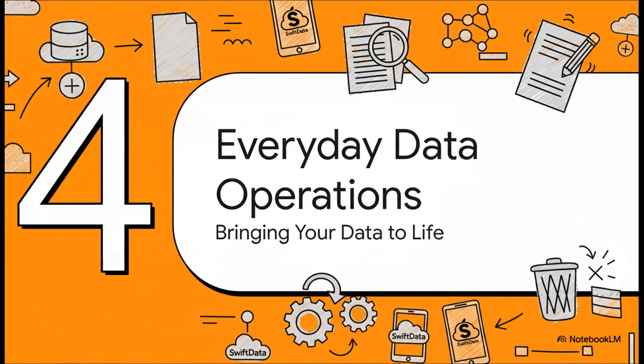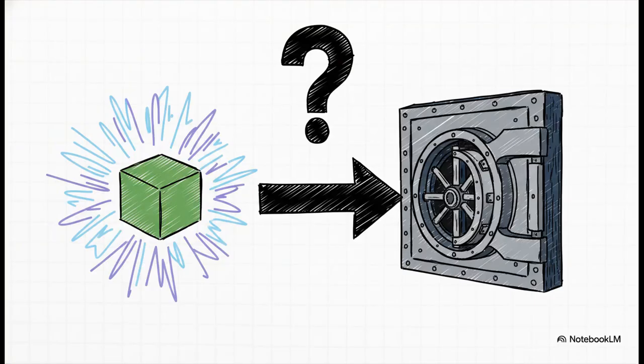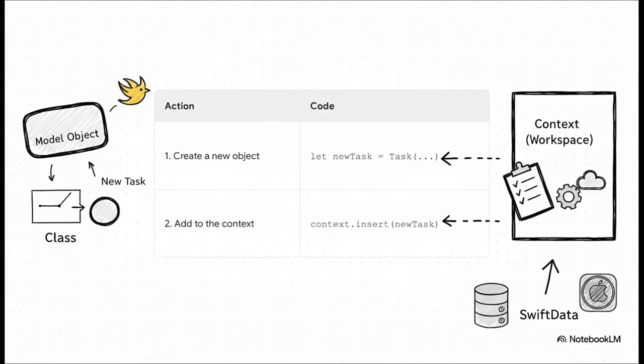Okay, with that foundation set, let's get to the fun part in section 4, the everyday data operations. This is how we actually bring our data to life using what we call CRUD operations. Create, read, update, and delete. First up, creating and inserting data. How do we get a brand new piece of info into our secure vault? You know, it's actually incredibly simple. Step 1, you create a new object, just like you always would. Step 2, you tell the context, our workspace, to insert it. That's literally it, 2 lines of code.